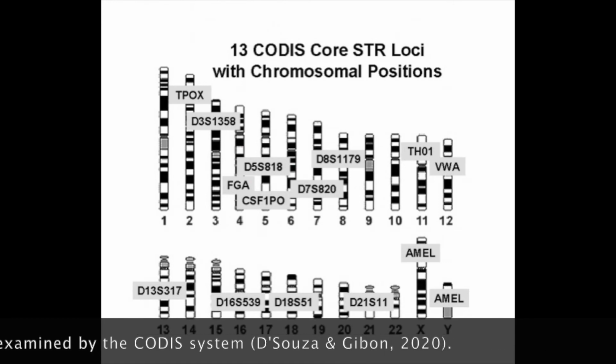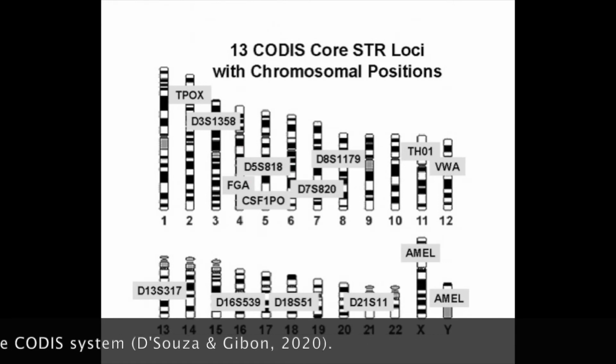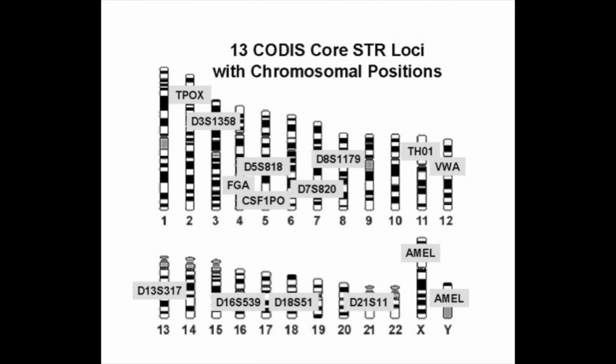The CODIS system chooses to look at 13 loci because this increases the ability to distinguish between two different people based solely on their genetic profile. It also decreases the probability that a match occurred solely by chance.